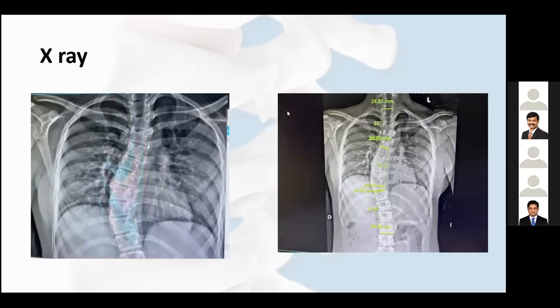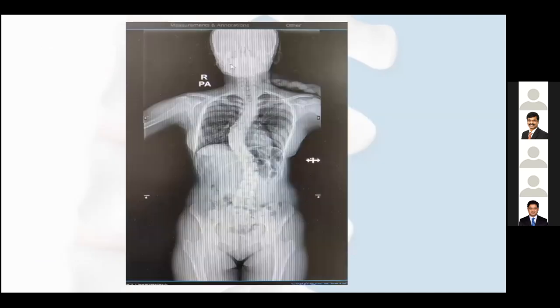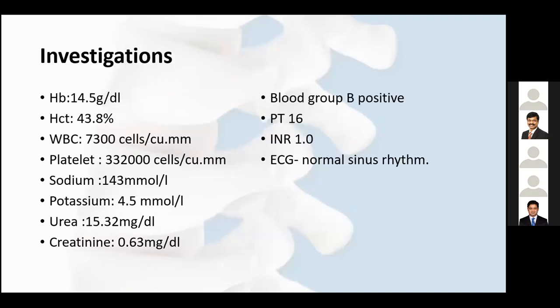This is a chest X-ray, which shows the curve to the right side, and this is her spine X-ray. Her blood investigations: the hemoglobin was 14.5 with hematocrit of 43.8%. Her WBC count was 7,300, platelets 3,32,000. Her electrolytes and RFT were normal, blood group being B positive. Coagulation profile was normal, and ECG showed normal sinus rhythm.